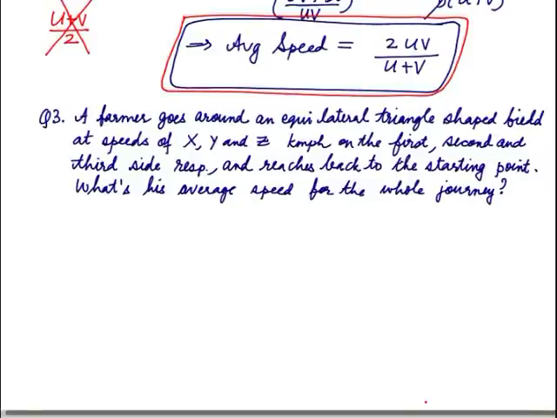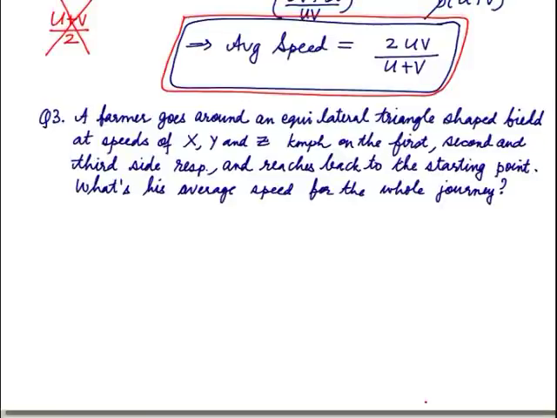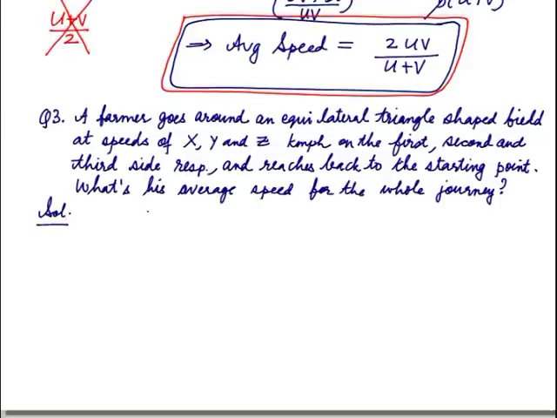Okay, so here is the question. A farmer goes around an equilateral triangle-shaped field at speeds of x, y, and z kmph on the first, second, and third side respectively, and reaches back to the starting point. What's his average speed for the whole journey? Now we need to solve this very simple question using the understanding of average speed that we just developed. Let's have a look at the screen.